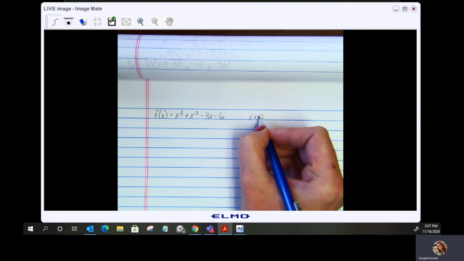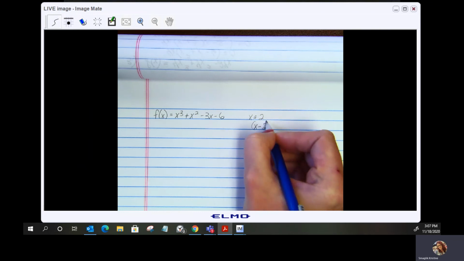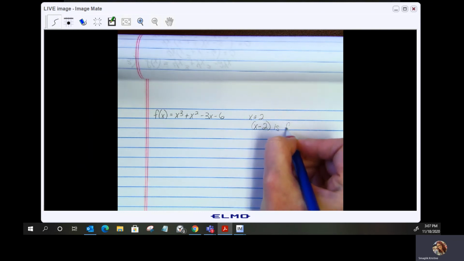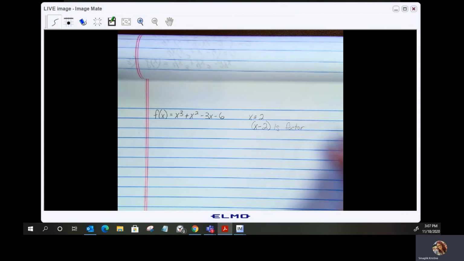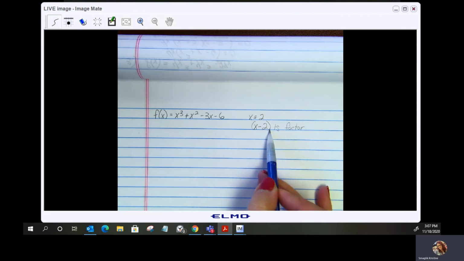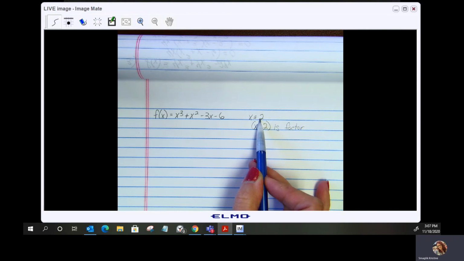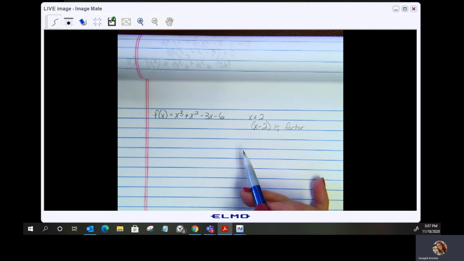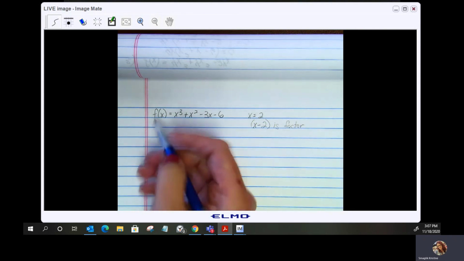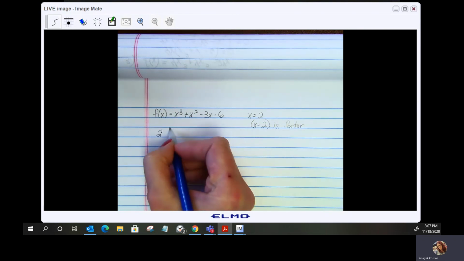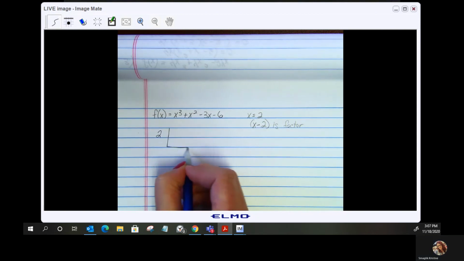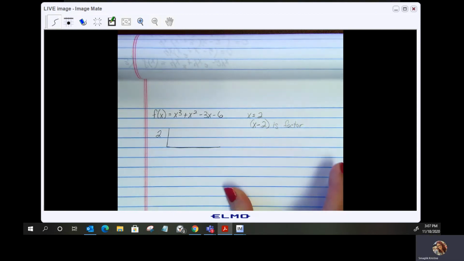We also know if 2 is a 0, that means x minus 2 is a factor. So you can do this by choice. You could either do long division using x minus 2, or you could do synthetic division using the 0. I prefer synthetic division. I find it to be quick and easy. So let's go ahead and do that. I'm going to write down my 2. That's my divisor. Get myself set up for synthetic division.